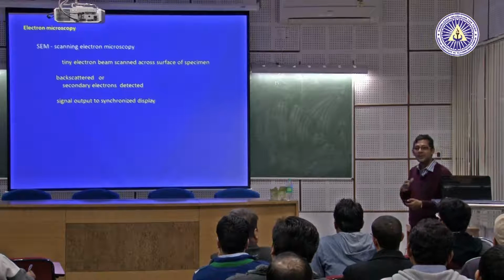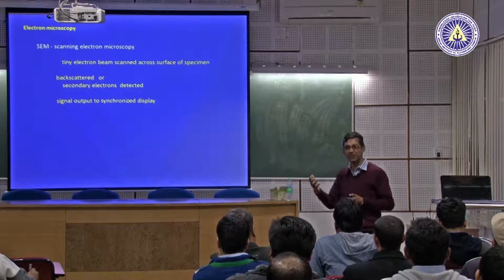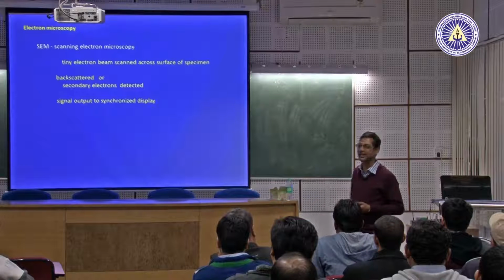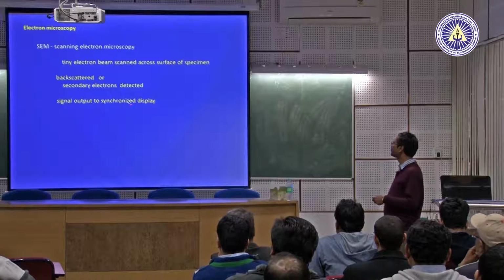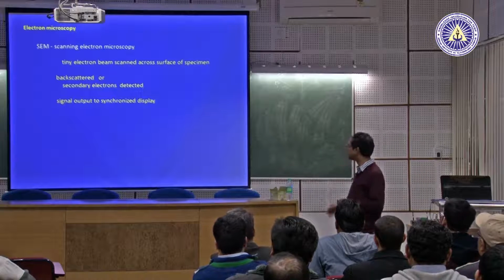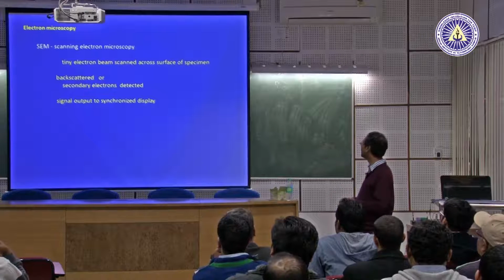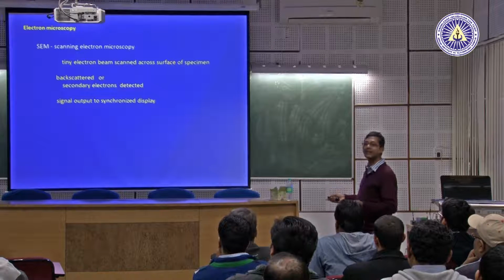But the important thing is what information comes out, what interaction happens between the material and the electron. That is where the information lies. Mostly the signal output is always synchronized on a display. I hope you are able to read. And you have backscattered or secondary electrons.